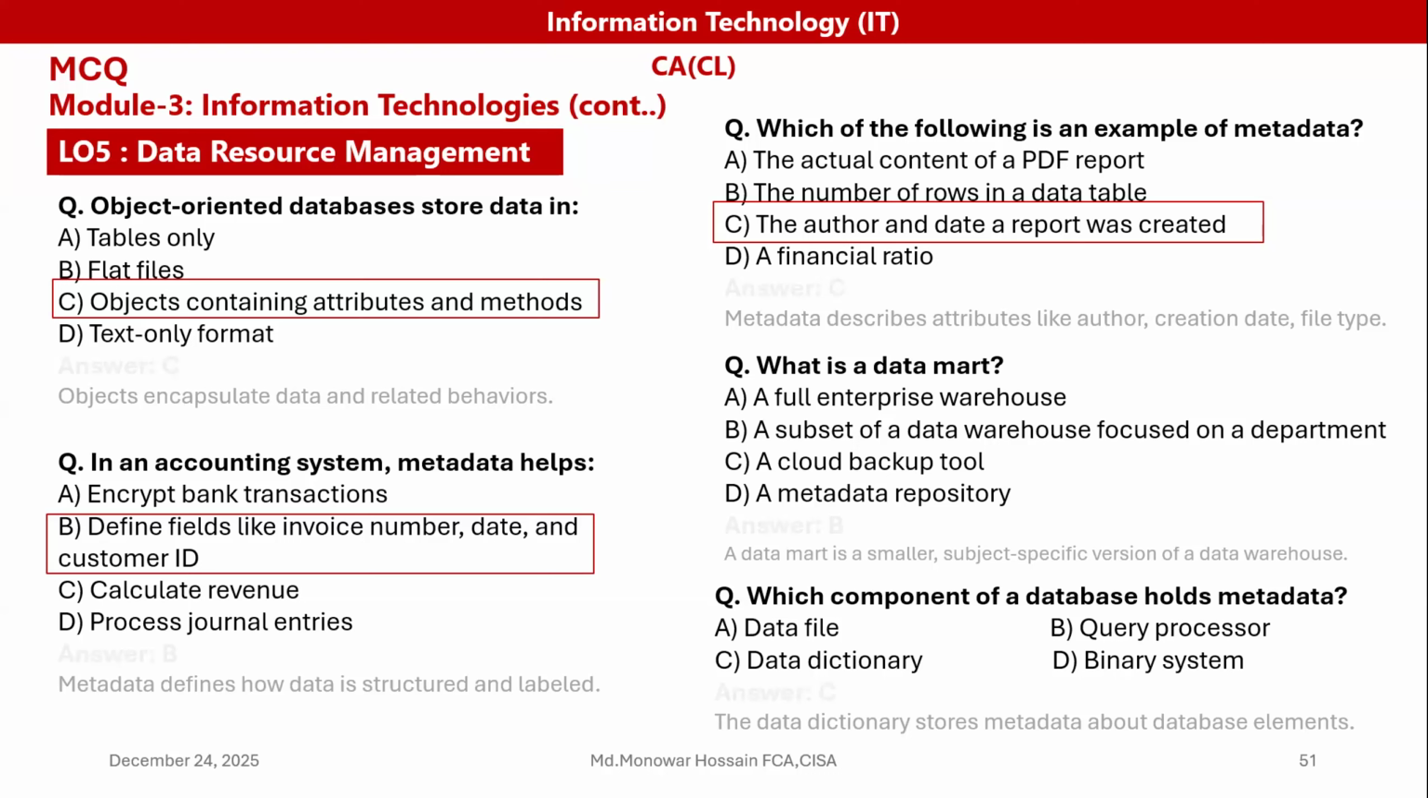What is a data mart? We know a data mart is a subset of a data warehouse focused on a department. A data mart is a smaller, subject-specific version of a data warehouse. Answer B. Which component of a database holds metadata? The data dictionary. We know the data dictionary stores metadata about database elements. Metadata is data about data.